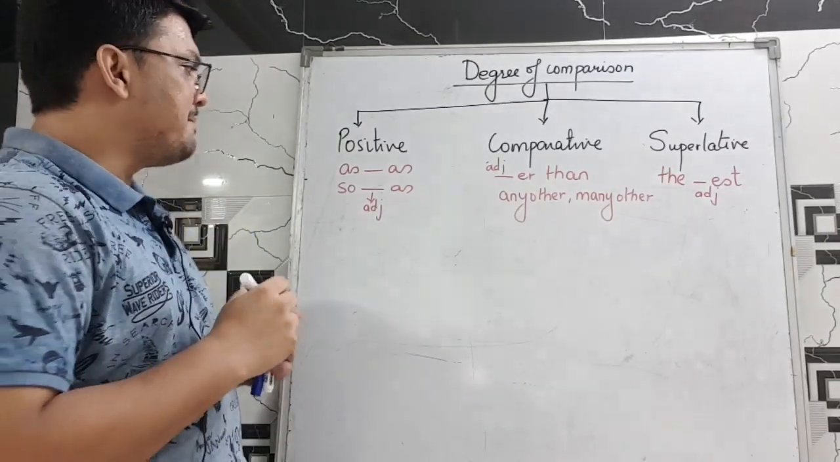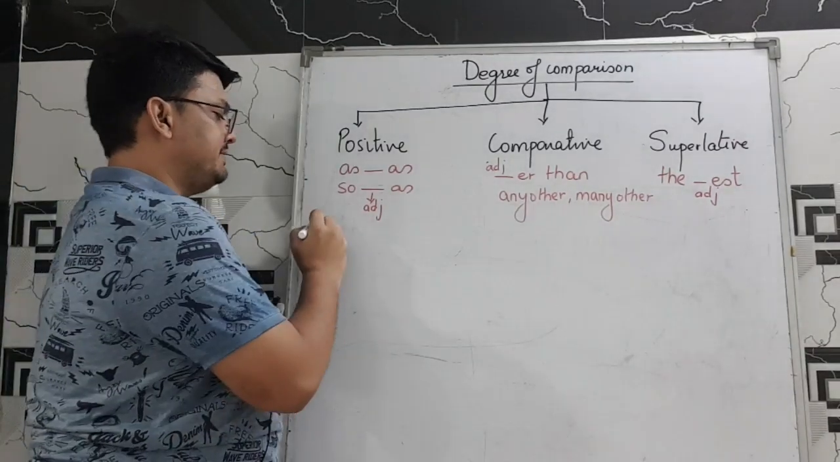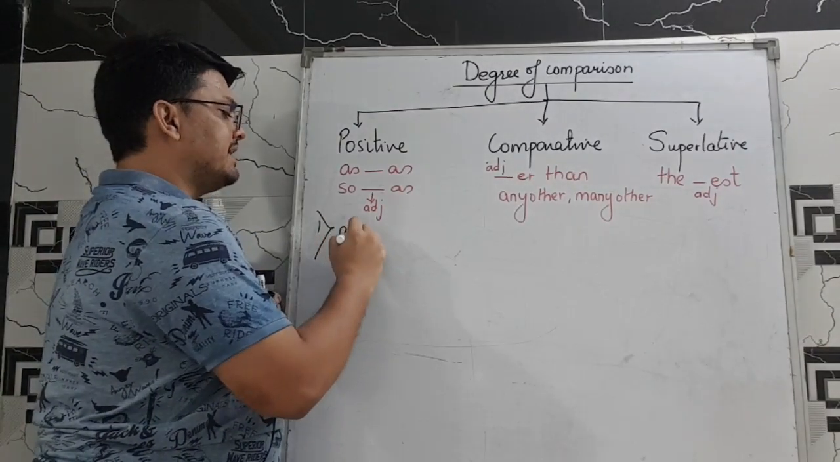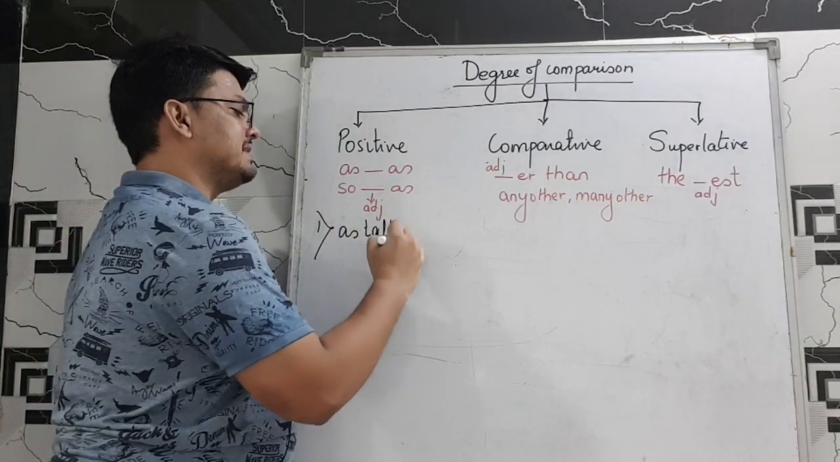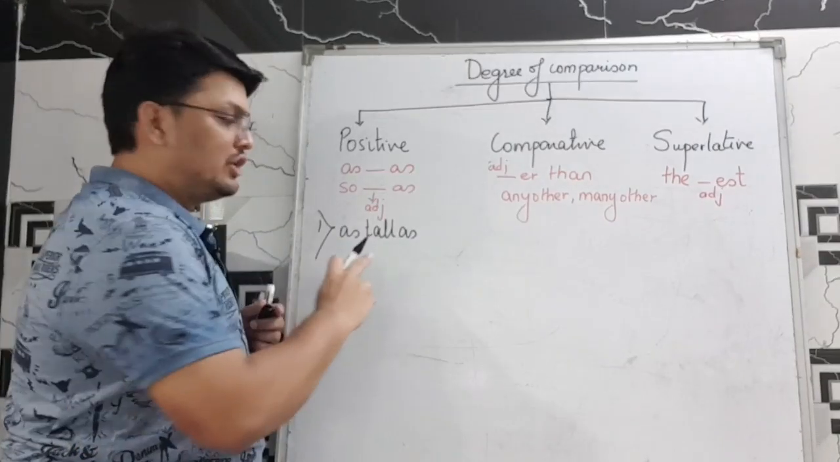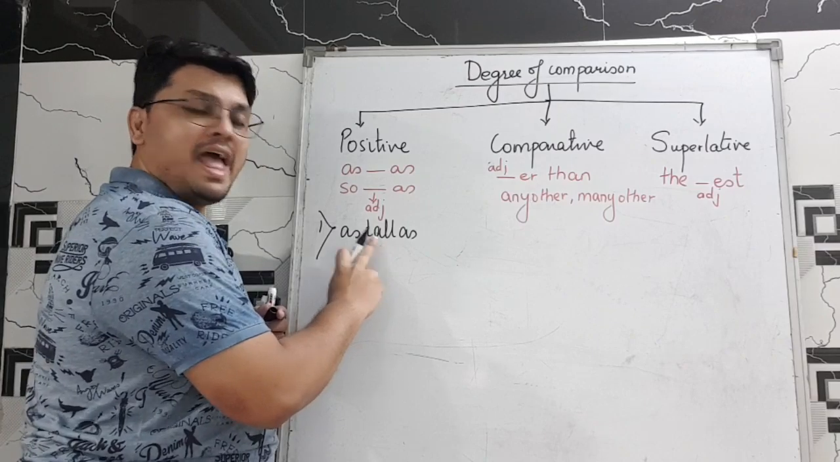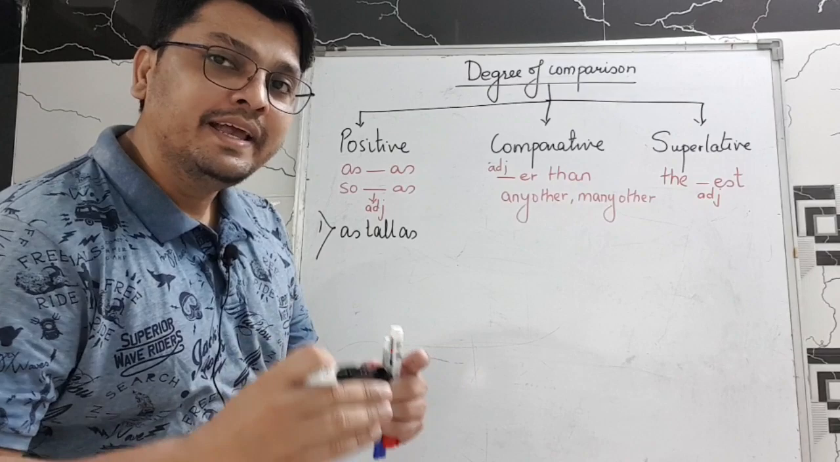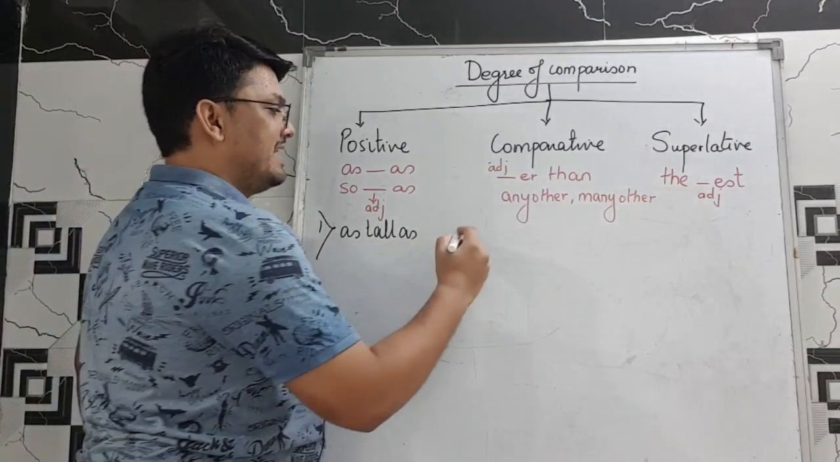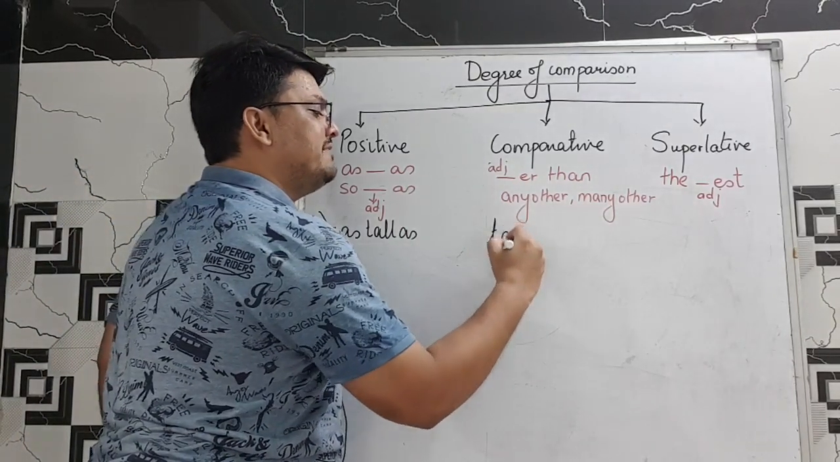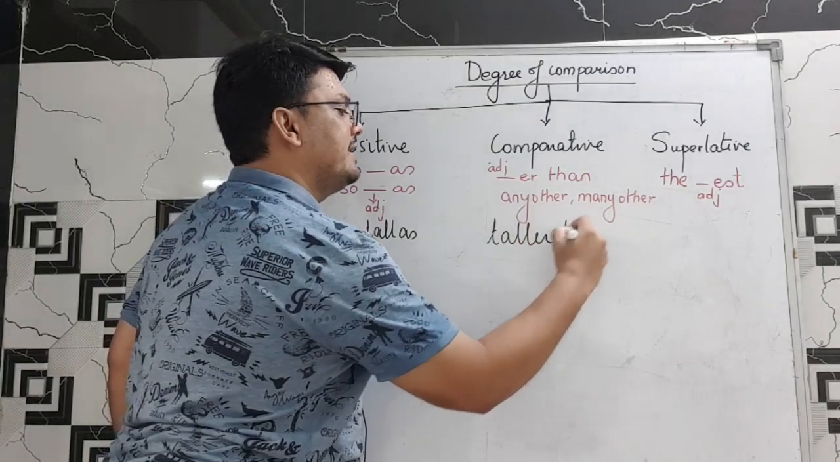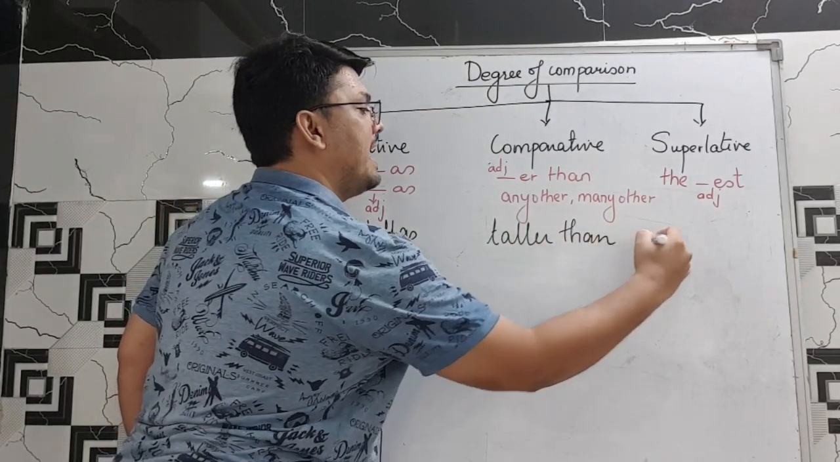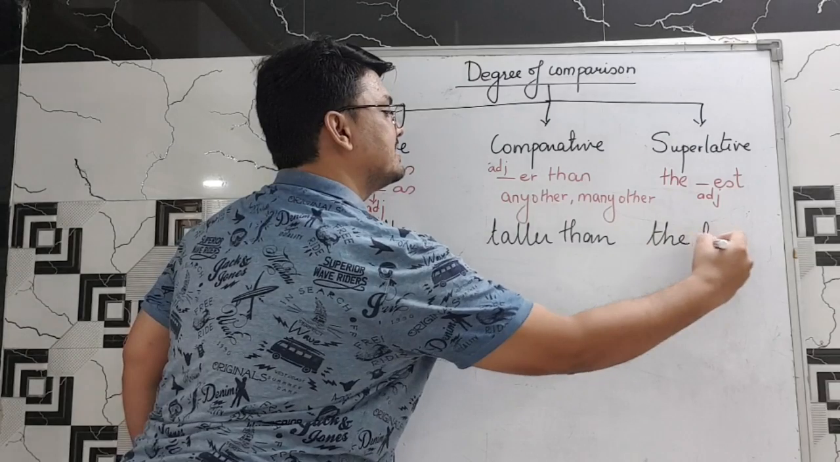Let's take an example. Number 1. If I write here as tall as, tall is my adjective. As and as represents that the sentence is in positive degree. So here comparative, it will become taller than, and here it will become the tallest.